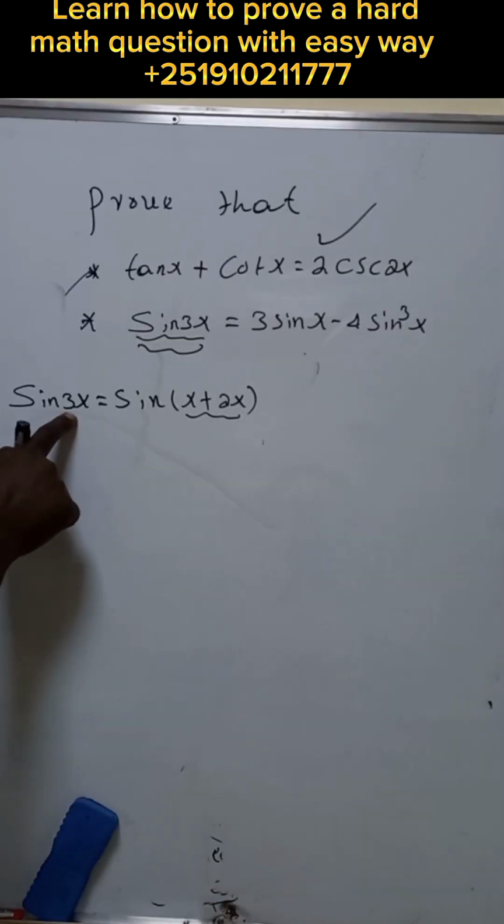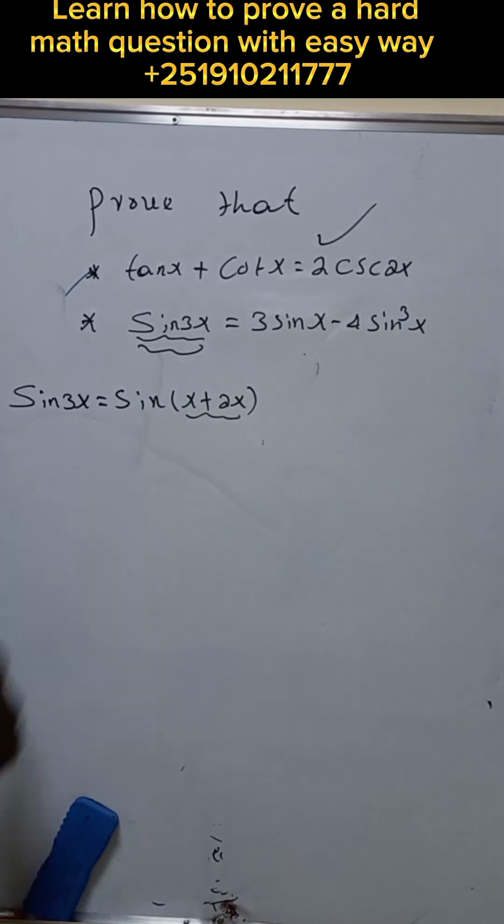When you come to the second problem, let me start from sine 3x. How are we going to define sine 3x? Sine 3x means sine of x plus 2x, because the sum of these is exactly 3x. So it can be defined this way.